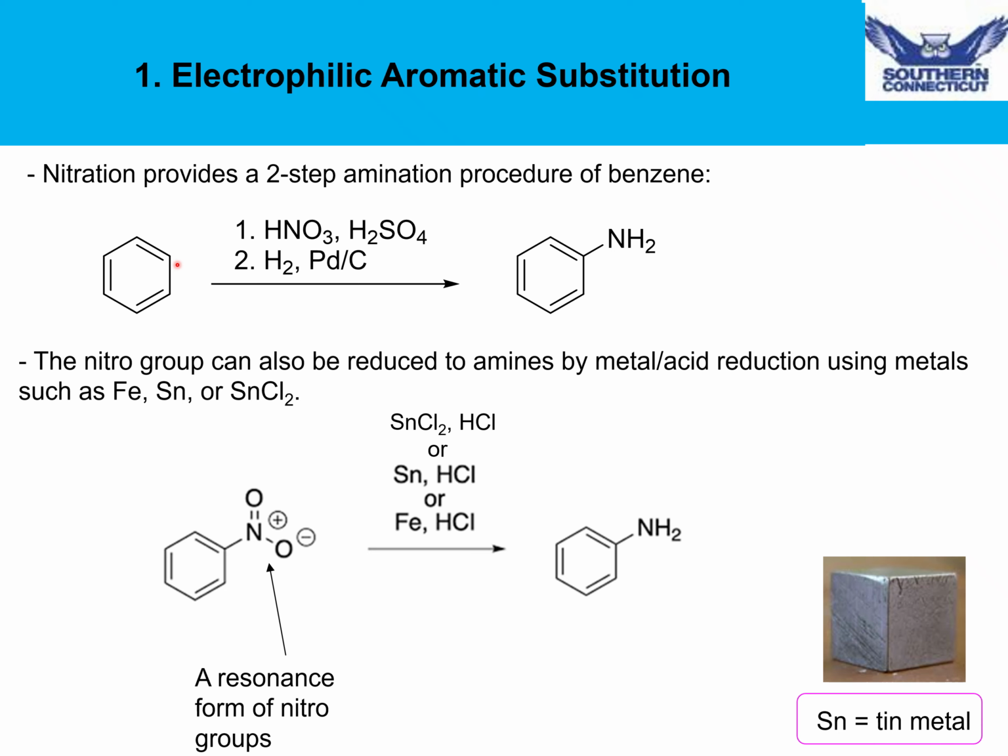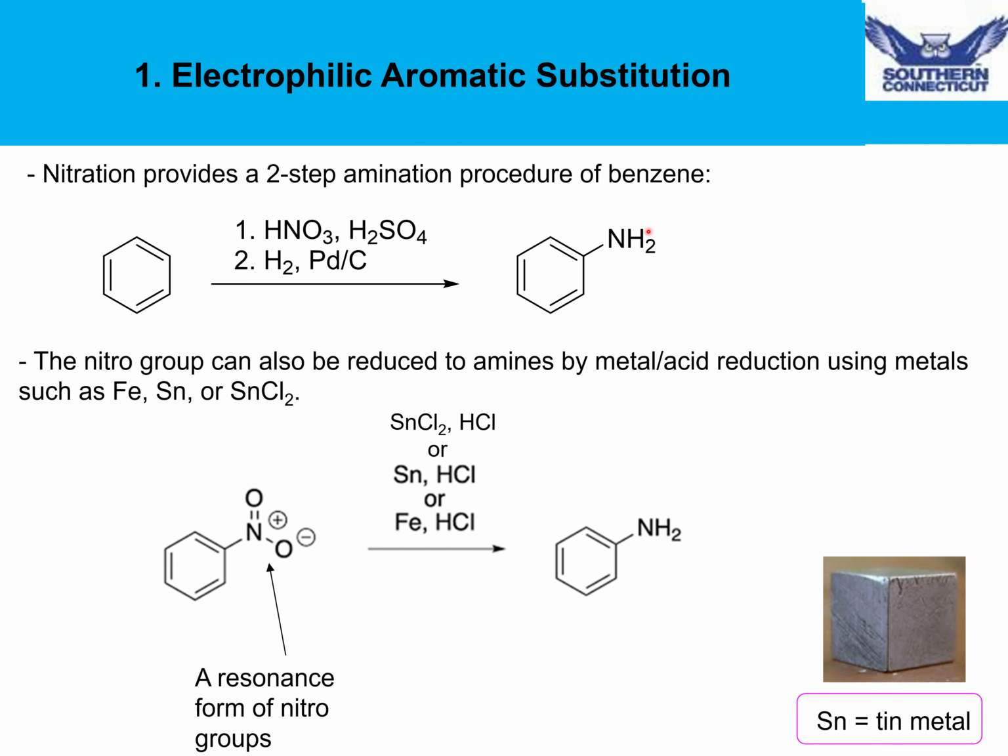The nitration reaction provides a two-step procedure to make amino substituted aromatic rings. As an example, if we start off with benzene and we add nitric acid and a catalytic amount of sulfuric acid, we can add a nitro group, and then we can reduce that nitro group by a number of methods, one of them being hydrogenation, so H2 and palladium on carbon will reduce the nitro group into an amino group.